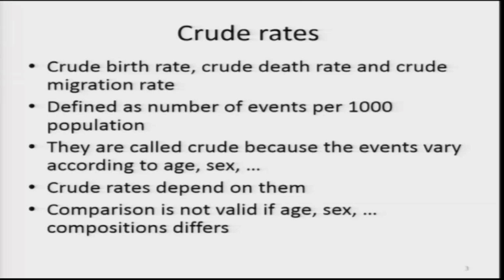Crude birth rate, crude death rate and crude migration rate are dependent on the intensity of fertility and mortality, like we will later see how they are measured in terms of age specific fertility rates, age specific mortality rates, age specific migration rates. So the crude birth rate, crude death rate and crude migration rate depend on age specific rates and also on the age distribution of population.